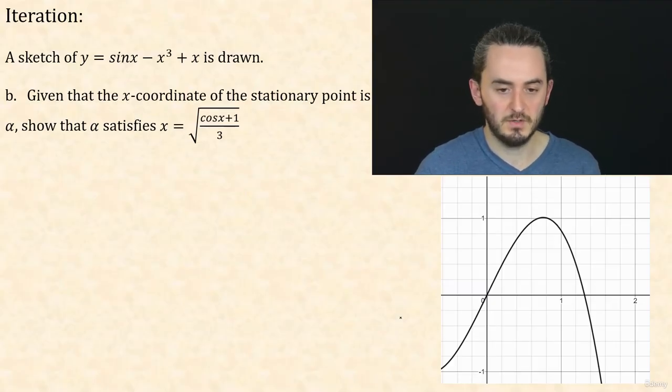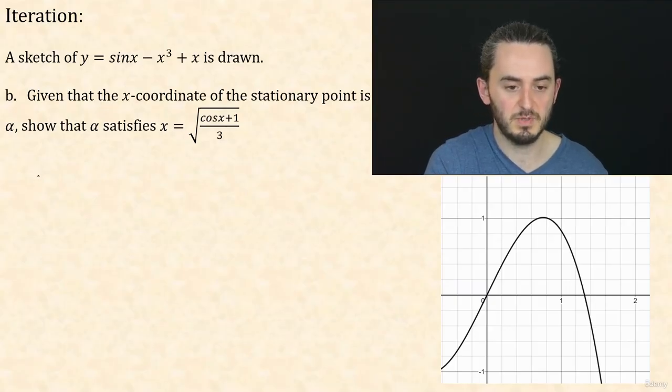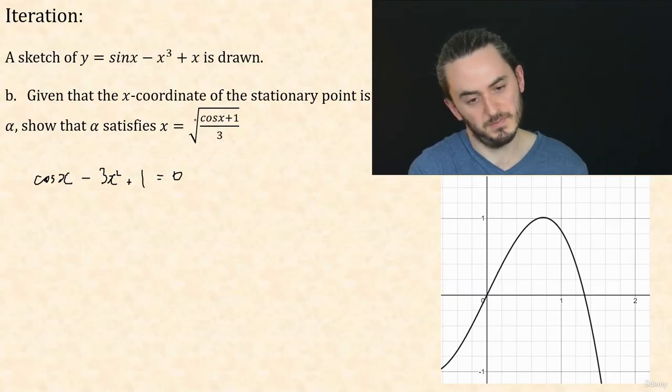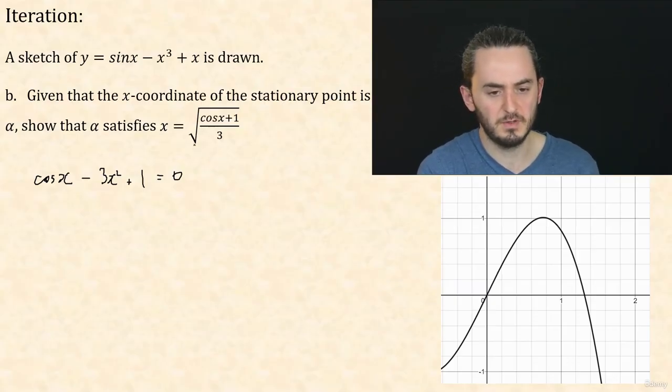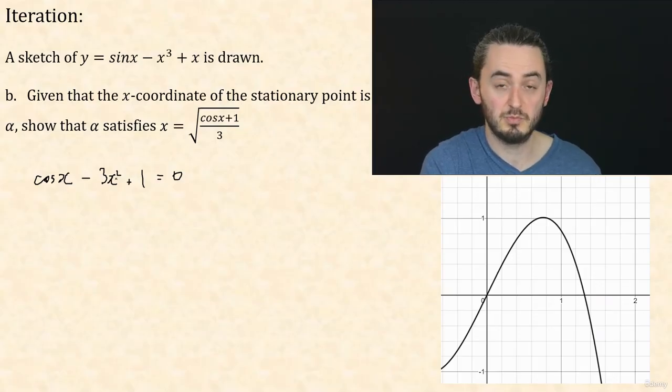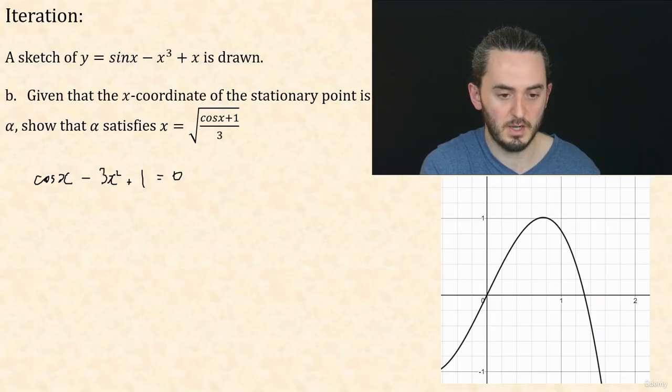Given that the x-coordinate of the stationary point is alpha, show that alpha satisfies that equation. Remember that our stationary point was found by solving the equation cos x minus 3x squared plus 1 equals 0. So what connection does that have to this? The main idea here is that it's a square root of something, which probably means that I isolated x squared and then took the square root at the end. So I'm going to isolate the x squared part.